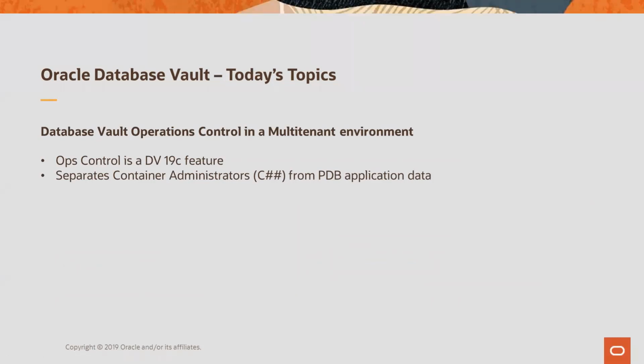Ops control is a 19c Database Vault feature, so you've got to be on 19c of the database to take advantage of it. If you're licensed for Database Vault, ops control is included in that license. What it does is separate those container administrators, your C## users, from PDB application data.